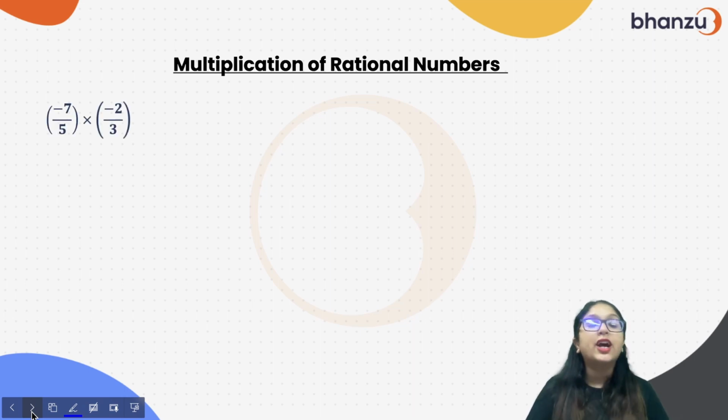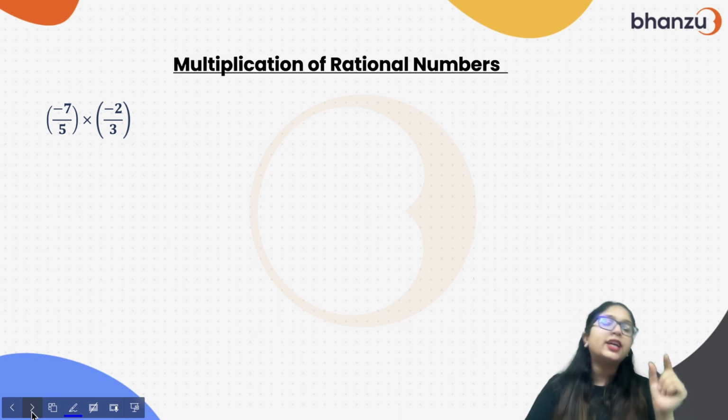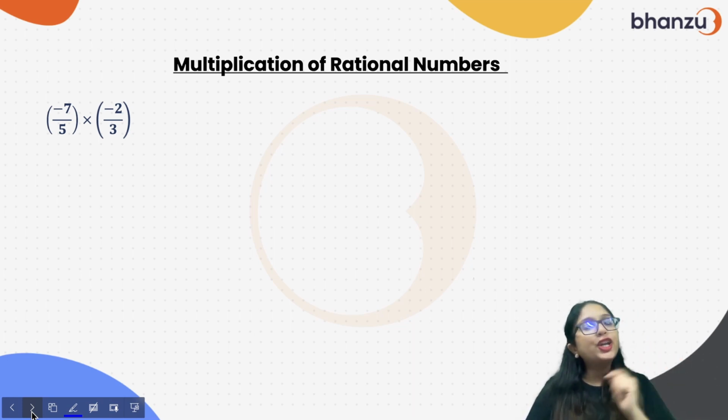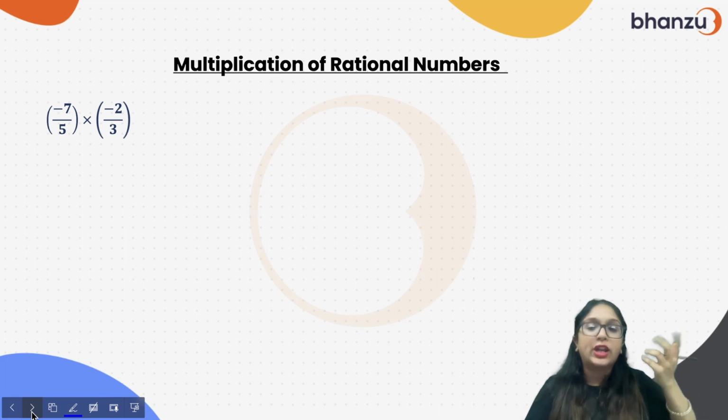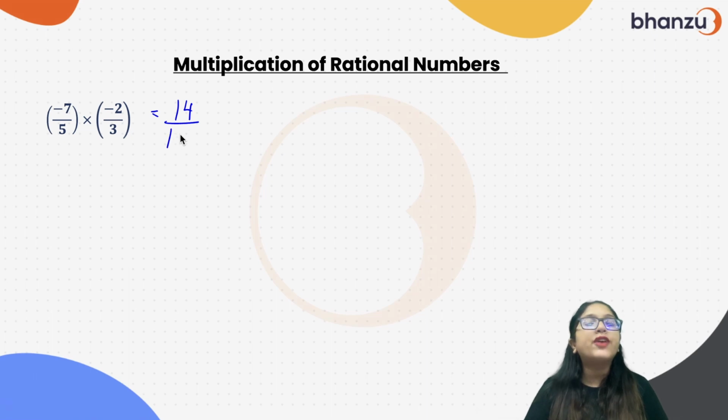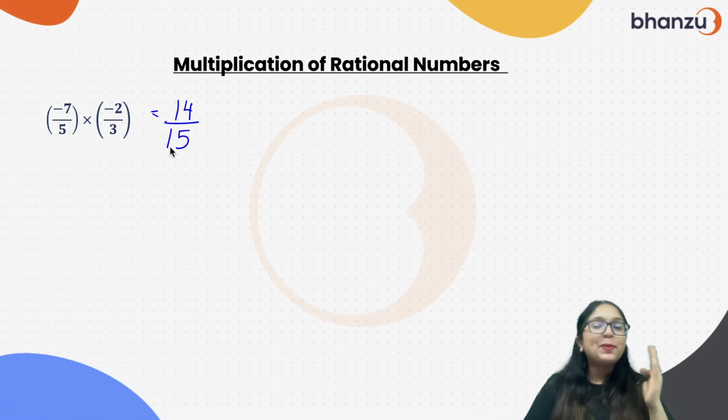So the question is given here. Now what do we need to do? We need to multiply the numerator by numerator and denominator by denominator. Easy. So minus 7 multiplied by minus 2 is what? 14. And then 5 multiplied by 3 is what? 15. And we are done. Multiplication is really easy, isn't it?